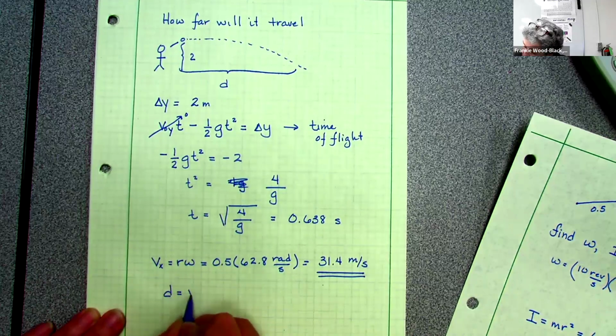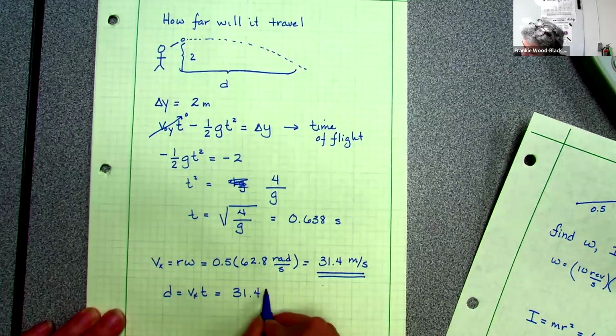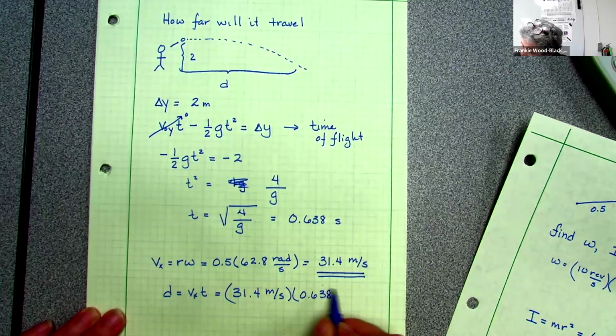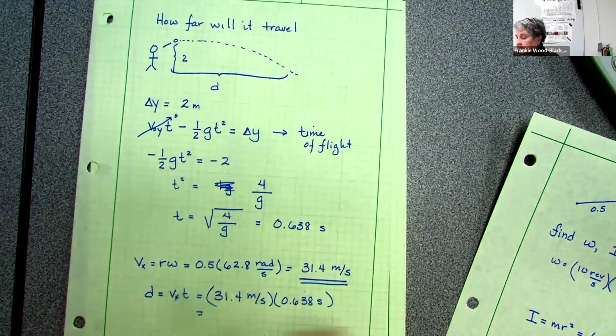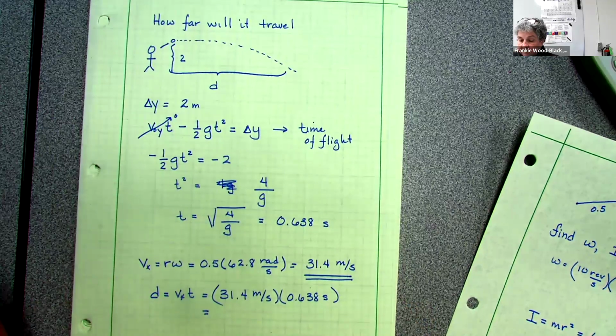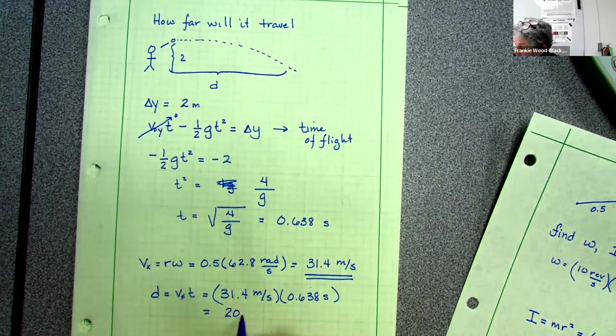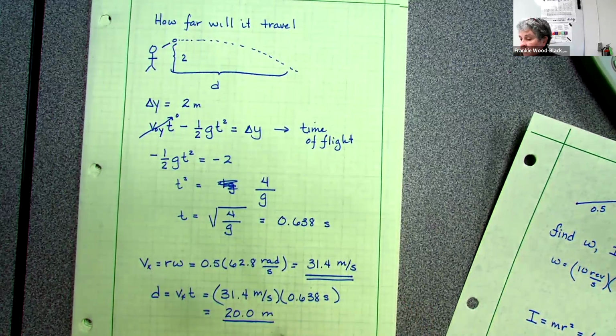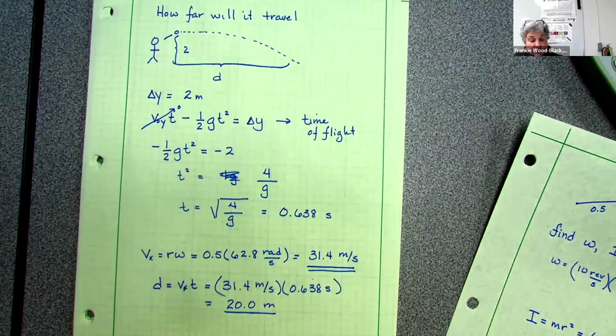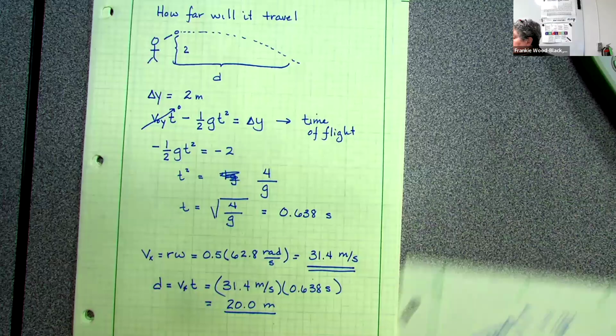Distance is just vx times t. And we're going to get 31.4 meters per second times our 0.638 seconds. And it's going to go 20 meters. So a slingshot is a pretty good tool. A slingshot is an excellent tool.